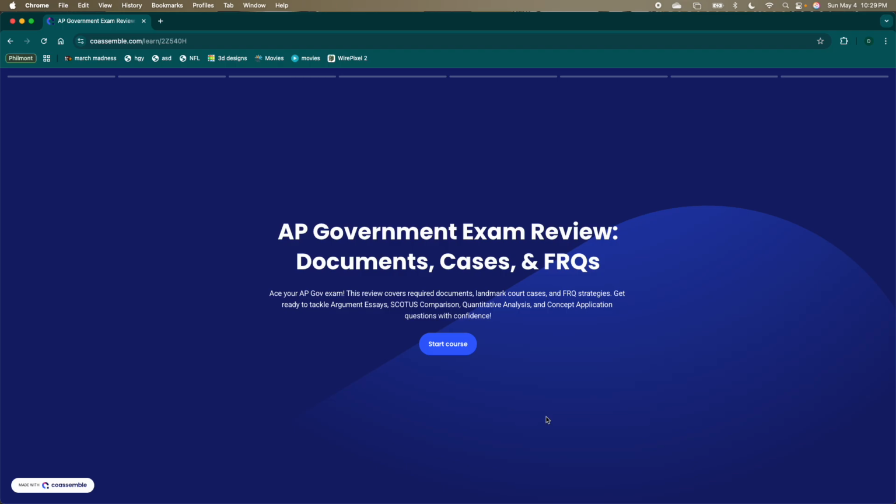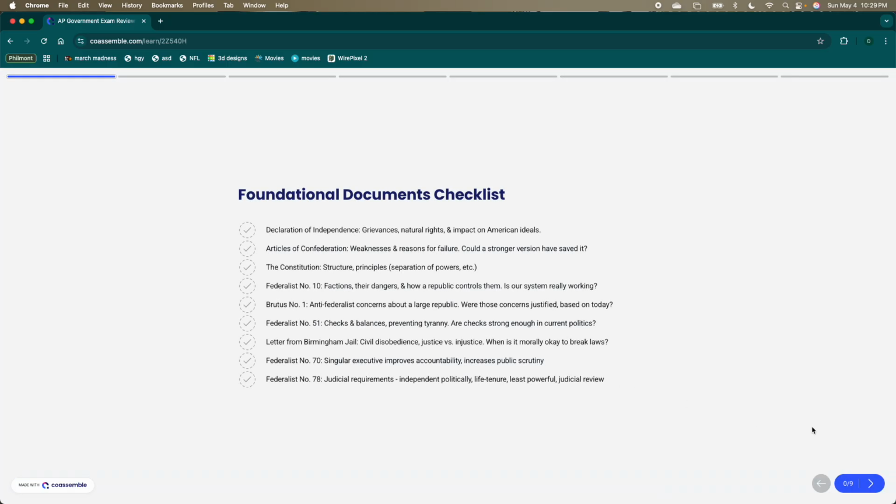Today we're going to be covering a full review of the AP U.S. Government exam, including required documents, landmark Supreme Court cases, and the free response questions. So to begin with, we're going to look at the foundational documents.